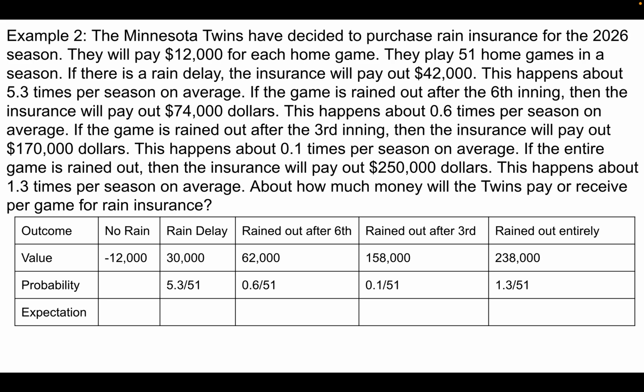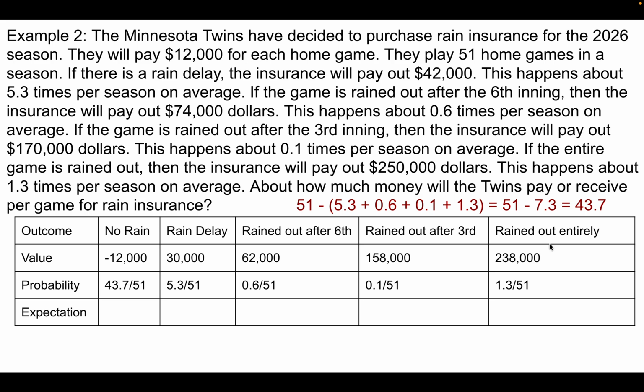How about how many games is there where there's no rain? Well, there's 51 games in total, and so then if we just subtract off the number of games where there's some sort of rain delay or rain cancellation, 51 minus 7.3, that'll get us to 43.7 games in a season where there is no rain whatsoever. So that's 43.7 out of 51.